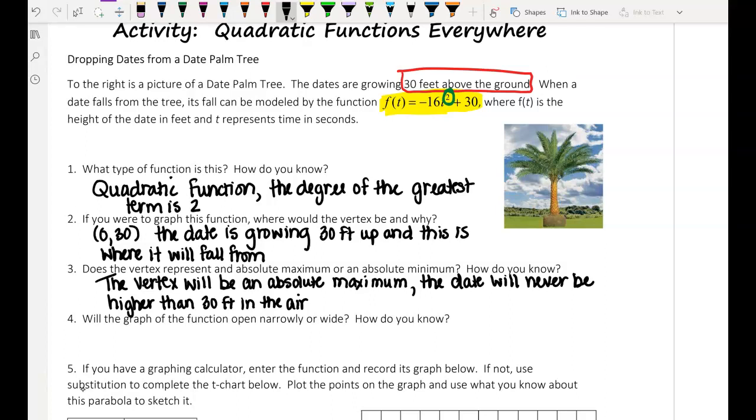All right, so now this is the tougher question. It says, will the graph of the function open narrowly or wide, and how do you know? I'm going to add a question to that. What value in the function f of t equals negative 16t squared plus 30 is telling me whether it's going to be wide or narrow? Eric, which number in that function is telling me whether it's going to be wide or narrow?